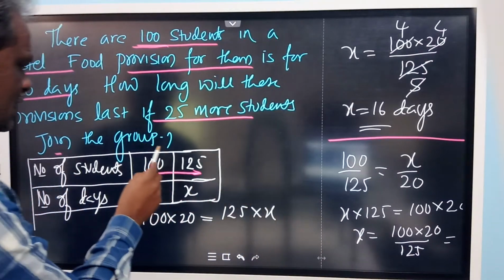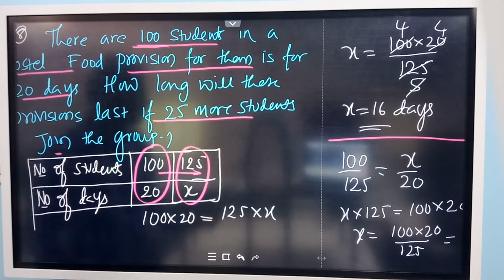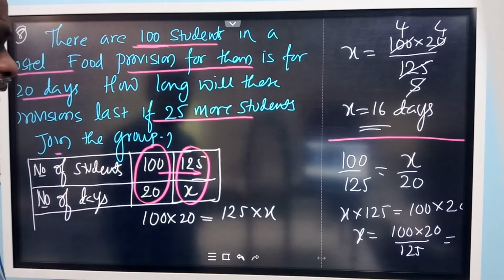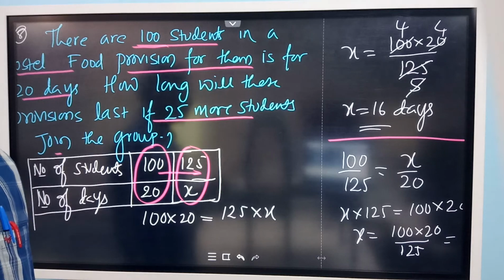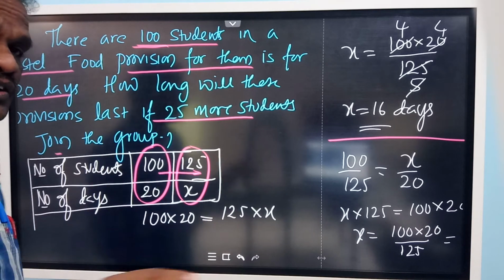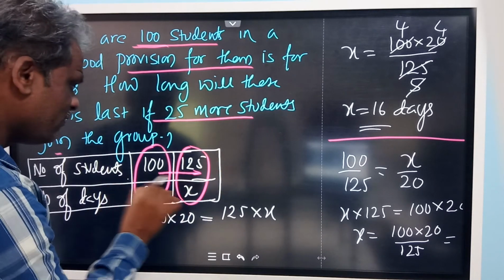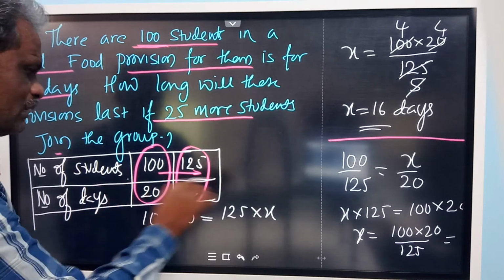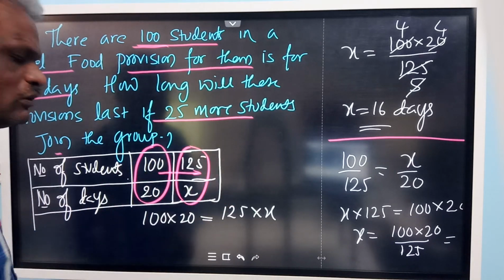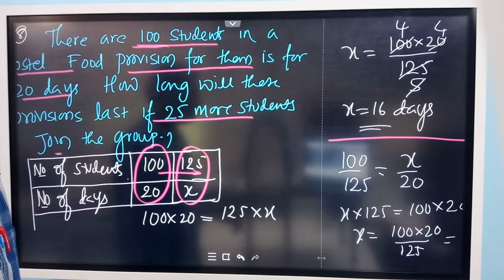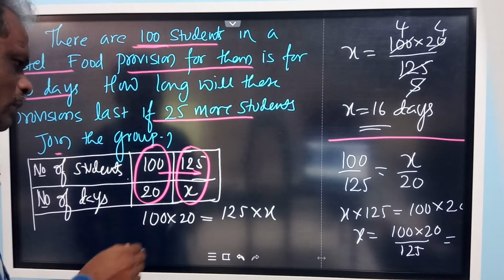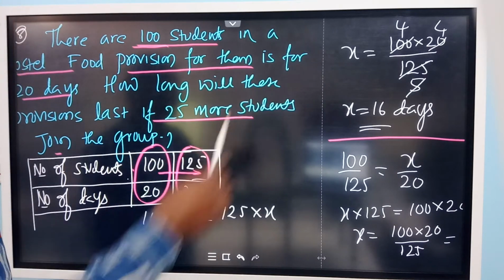One is simply multiply these two. Multiply these two when the ratios are in inverse proportion. When the ratios are in direct proportion, divide these two. The division will be the same. 100 by 20 is equal to 125 by X if it is in direct proportion. Since it is in inverse proportion, you just multiply and divide. It is very easy.